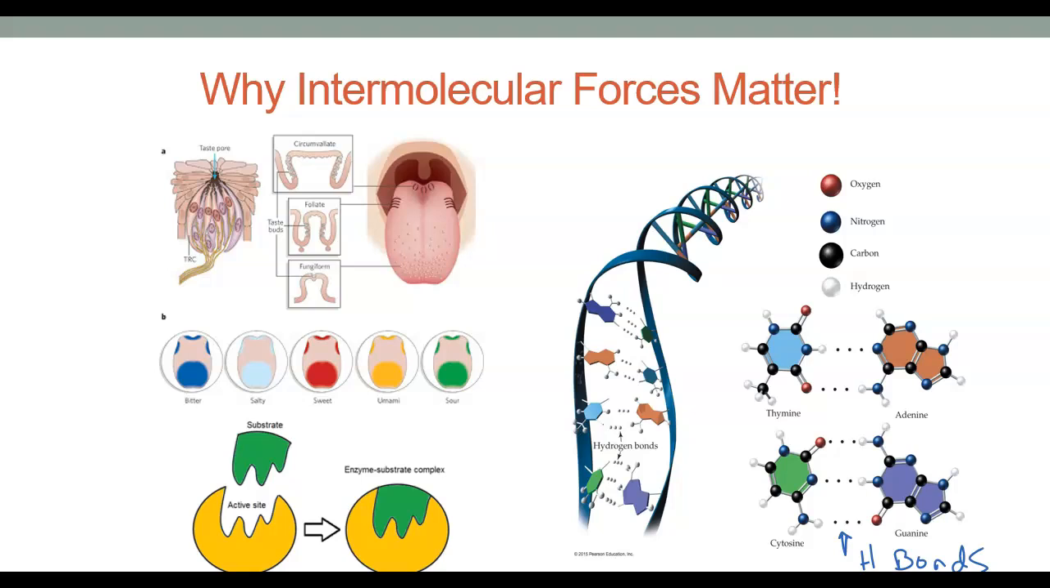We also have things like the structure of DNA. And so we have hydrogen bonds between those nitrogen bases, and that's going to allow DNA to stay together, but then also allow it to break and reform whenever replication takes place or transcription takes place. We also look at intermolecular forces with how do we taste things, or how do we send a signal from our brain down to muscles, how do the receptors interact with one another.